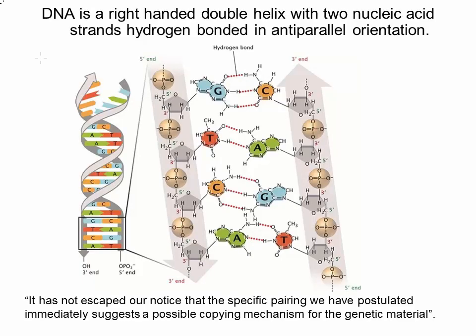Okay, so what was that structure that they had solved? Well, as we all know now, the structure of DNA, at least the most common version of DNA that we see in cells, what we call B-DNA, is that it's a right-handed double helix made up of two nucleic acid strands that are hydrogen bonded with one another in anti-parallel orientation. And so that's sort of depicted here on the left. We've looked at this structure before.